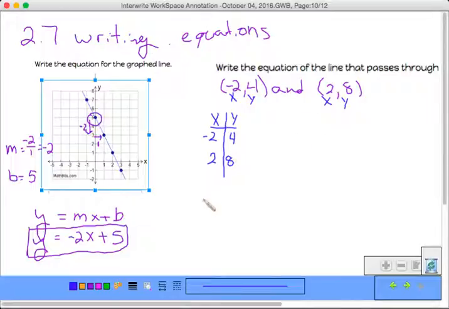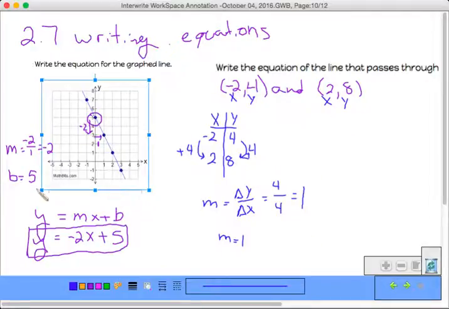Now remember, your slope is change in y over change in x. So we're going to look at how much y changes. This is going up 4. And then we're going to look at how much x changes. This is also going up 4. Okay. And we can simplify that. We know 4 over 4 is just 1. So our slope is 1.